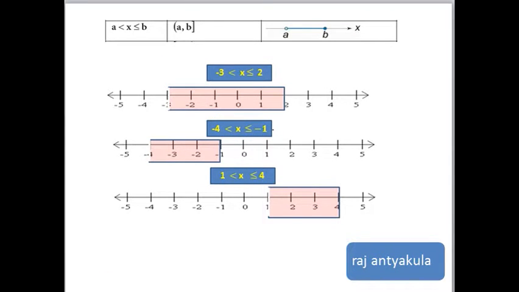Let us see another example. A less than x less than or equal to b. Here a is less than x. It means x can't take the value of a. So that is the reason we are giving an open bracket. And b is in a closed bracket. Closed bracket indicates b is included. This is the graph on your number line. A is not there and b is there. And also it will take the values from a to b.